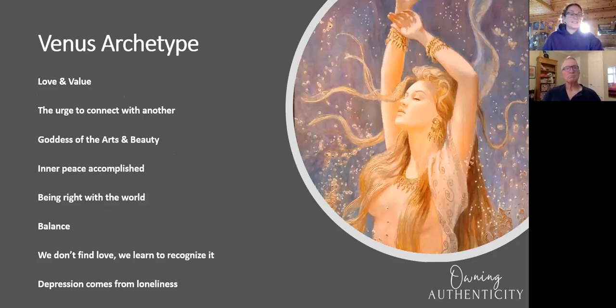Okay, so Venus. Venus is often the planet of love, which is not untrue. It's basically the urge to connect with another, whether that's a partner, pet, friend, or whatever. But the part that I find more helpful to think about is that Venus represents our values, not necessarily love itself, but how we love and why we love and what we're looking for in love.